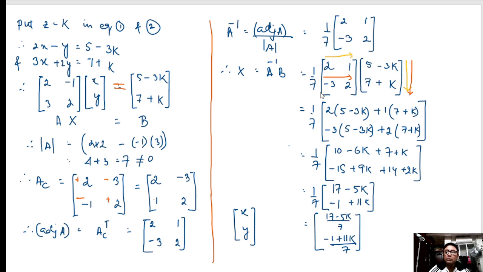And next I will do minus 3 into 5 minus 3k plus 2 into 7 plus k, and here is that. So now calculating it, we are getting this. If we calculate it, we are getting this. Okay, which is this. That means X is our this and Y is our this.